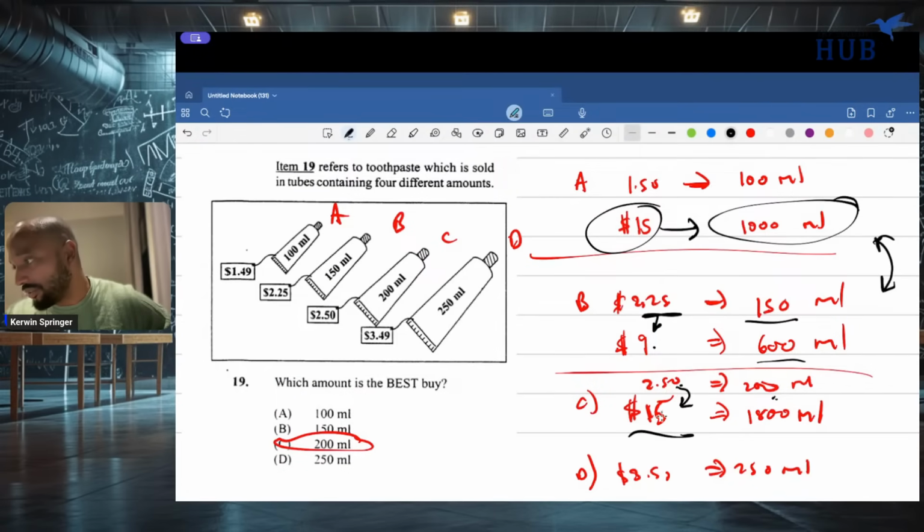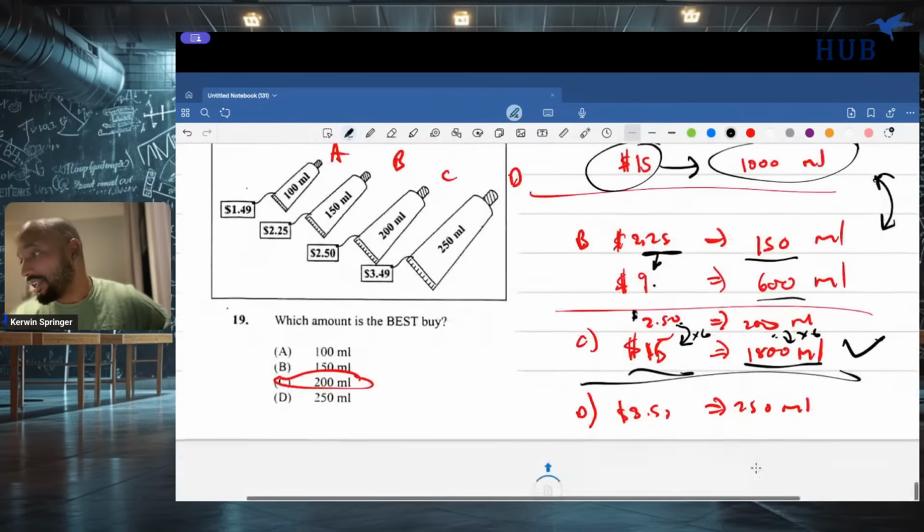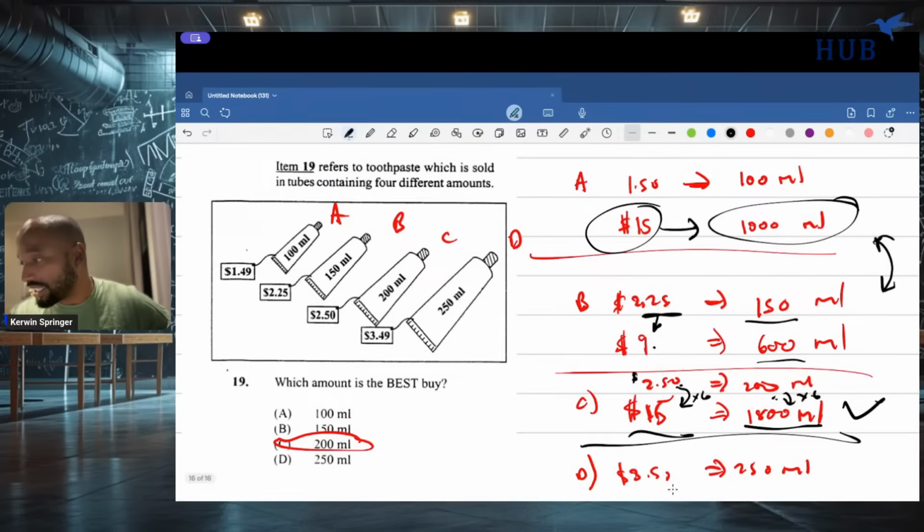To go from $2.50 to $15, remember, 2.50 times 2 is $5, and then 5 times 3 is 15. It's multiplied by 6, so I get 1,800 ml for $15. Nobody can give me that kind of return. And then D. I just watched that it jumps straight up to $3.50 and barely raised the ml. As an example, $3.50 is like $7 for 500 ml, so $14 for 1,000 ml. C is the best answer.